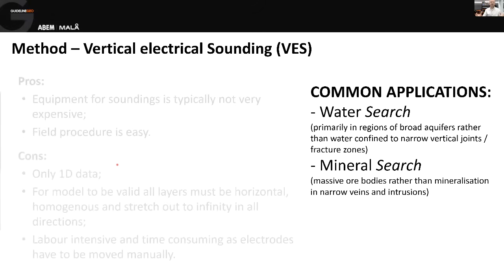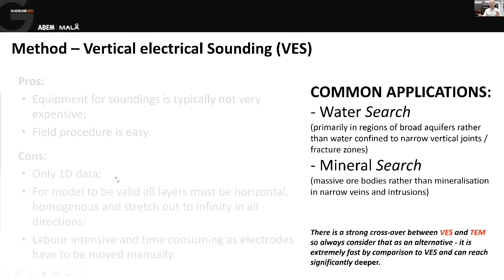Applications. The traditional applications for VES are water search and mineral search. So we're not talking about mapping in detail. What we're talking about is getting out into a large landscape, doing a series of 1D soundings and trying to find hotspots where the resistivity values are indicating that there may be a deposit of water or there may be a mineral deposit, which we can then come back and investigate in more detail with another method. Perhaps it's going to be ERT, perhaps it's going to be an electromagnetic method, perhaps it's just going to be drilling. But ultimately with VES, we're tending to do search type surveys rather than detailed mapping.